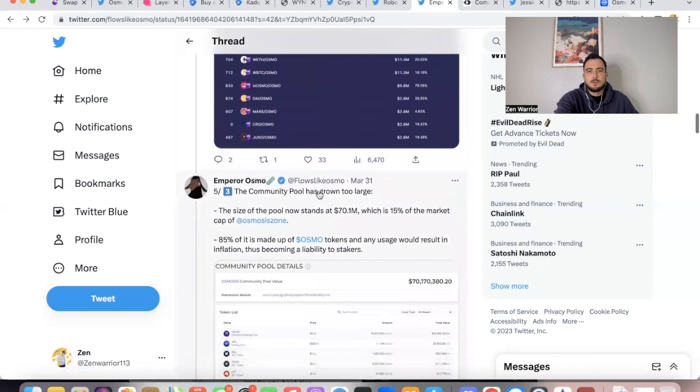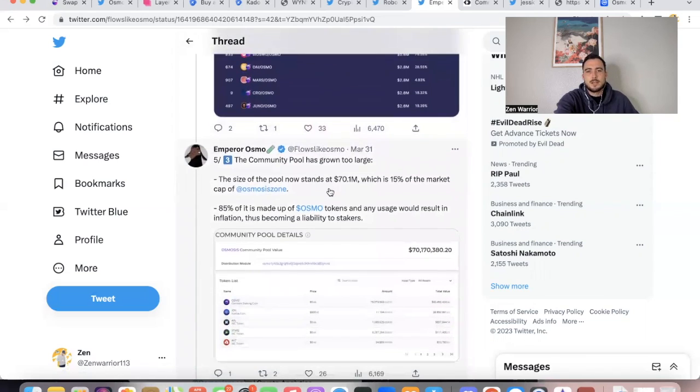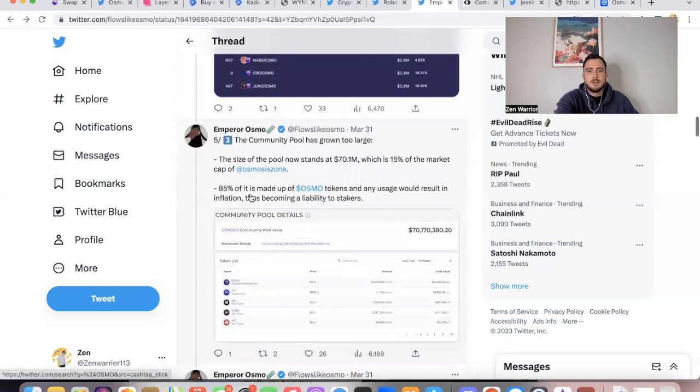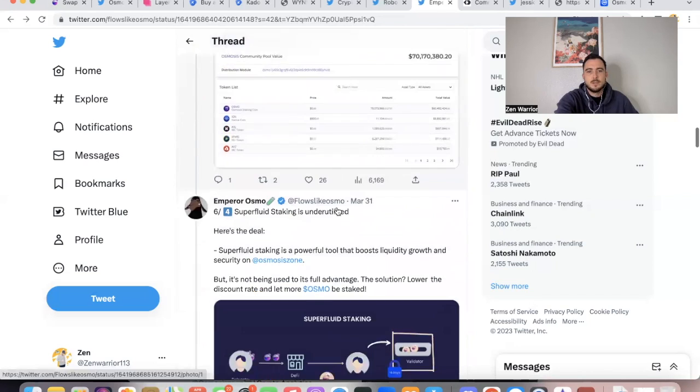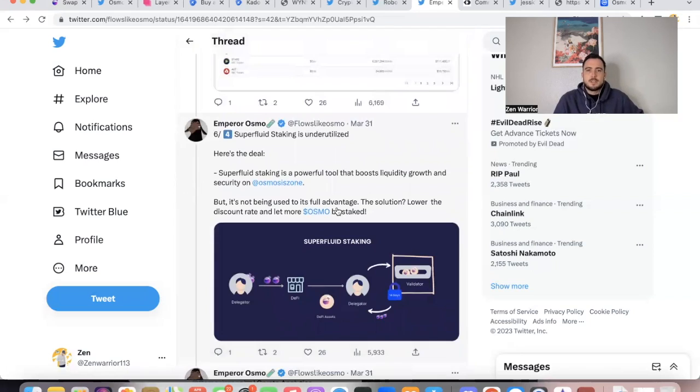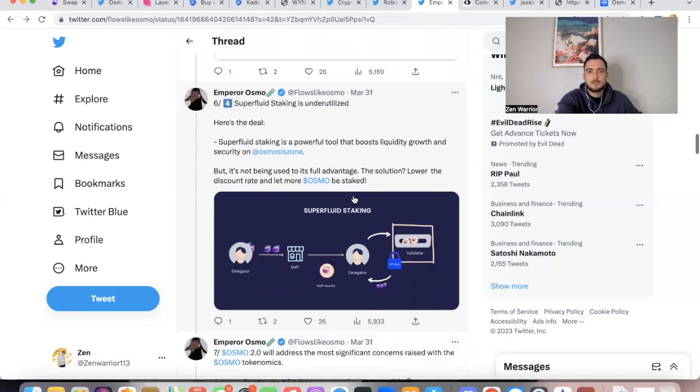And then the community pool has grown too large. The size of the pool now stands at 70.1 million, which is 15% of the market cap of Osmosis. 85% of it is made of Osmo tokens, and any usage would result in inflation, thus becoming a liability to stakers. Superfluid staking is underutilized. Here's the deal. Superfluid staking is a powerful tool that boosts liquidity growth and security on Osmosis Zone, but it's not being used at its full advantage. The solution: lower the discount rate and let more Osmo be staked.